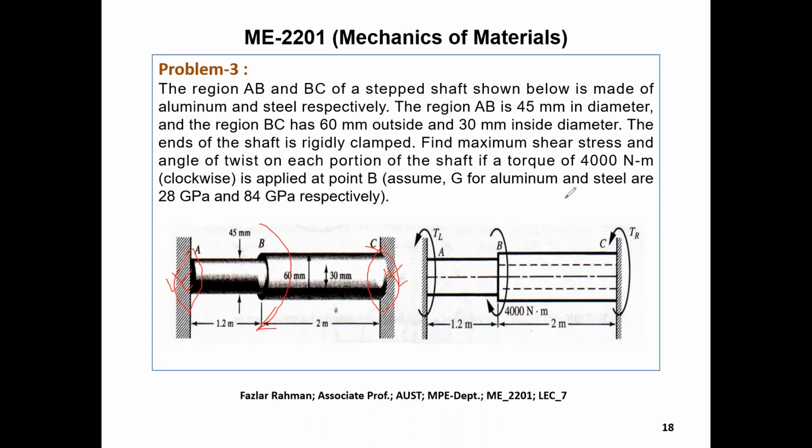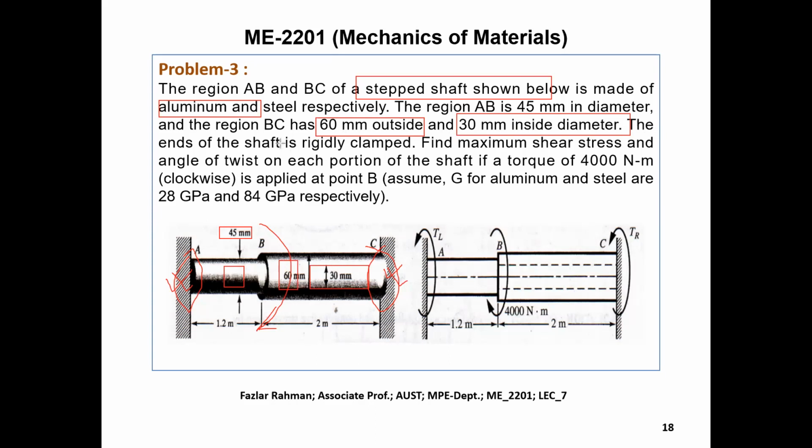So if I say only stress, that means shear stress, right? Because it's subject to torsion. So it's region AB, BC of a stepped shaft. Stepped shaft means the diameter is not the same. AB is made of aluminum and BC is made of steel. The region AB is 45 millimeter diameter. I already discussed it. The region BC has 60 millimeter outside diameter and 30 millimeter inside diameter. That means this is hollow.